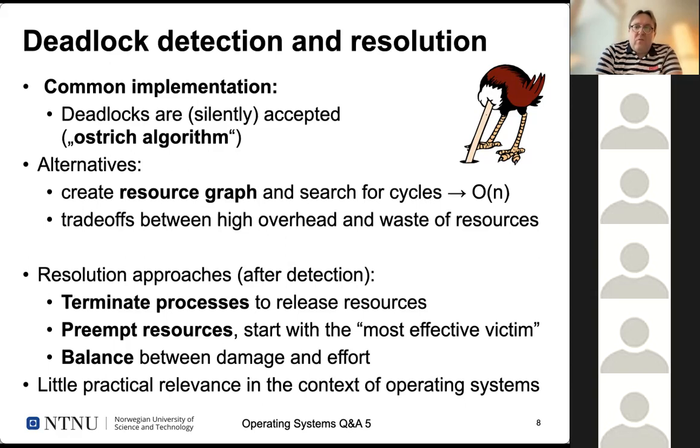So you'd have to have a trade-off between high overhead and maybe some waste of resources, which you cannot allocate first. And finally, if you detect a deadlock, you can try a resolution. You can terminate processes to release resources. You could preempt resources if you would be allowed to do this, and then start with what we call the most effective victim, so whichever process is least affected by preempting it. Or you could try to do some trade-off by implementing a balance between damage and effort.